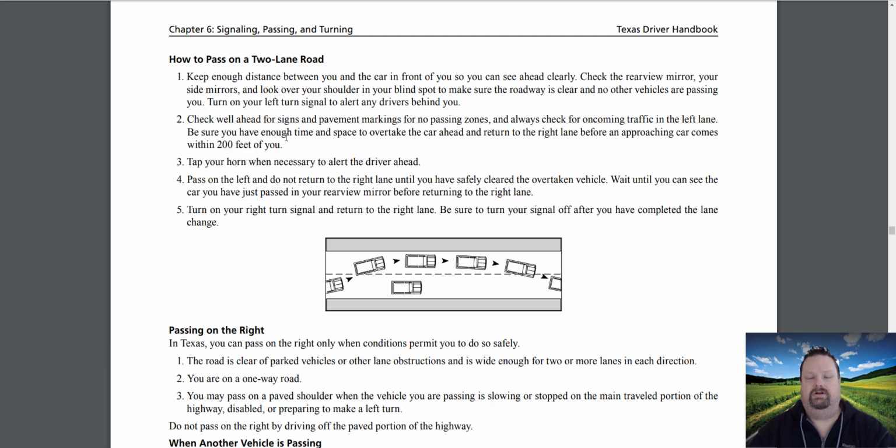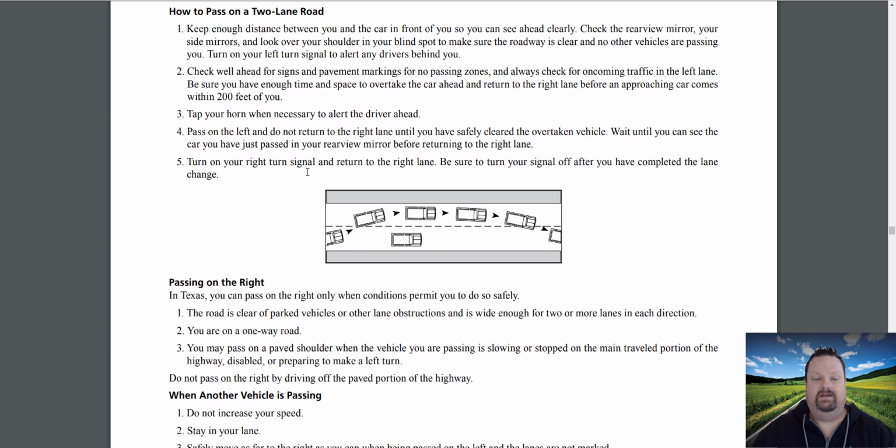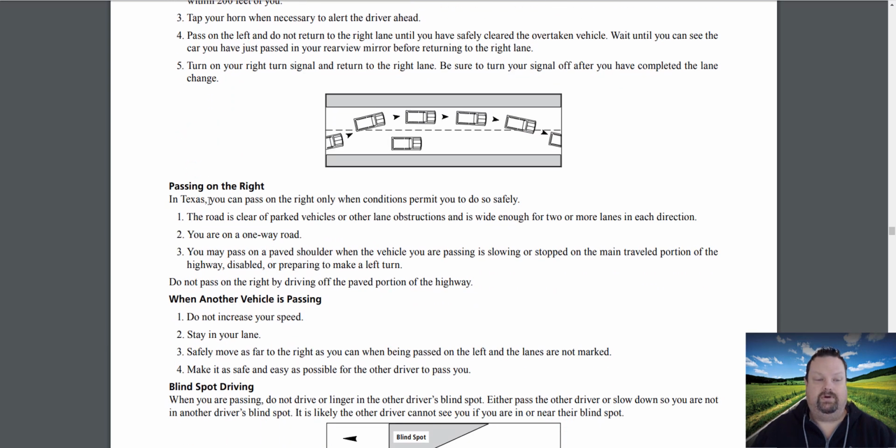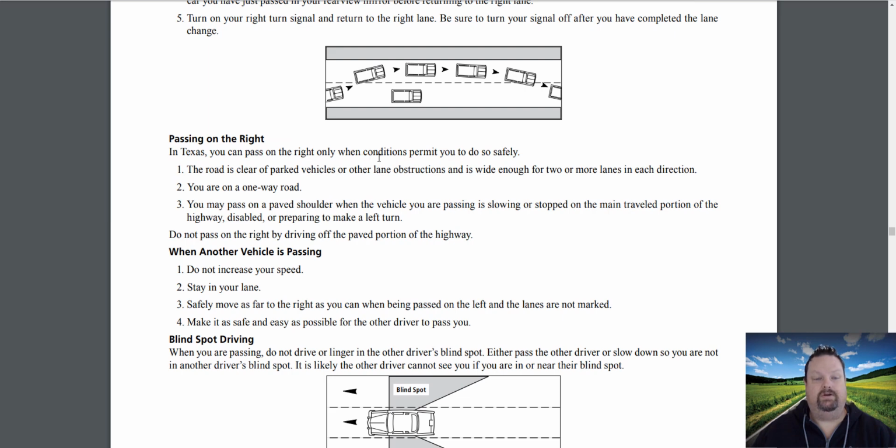This is what we call SMOG, S-M-O-G. You want to signal, check your mirrors, look over your shoulder at your blind spot, and if everything is clear, you go ahead and go. And that's how you change lanes safely, and then proceed to pass the person you're trying to pass. All right, so passing on the right. In Texas, you can pass on the right only when conditions permit you to do so safely.